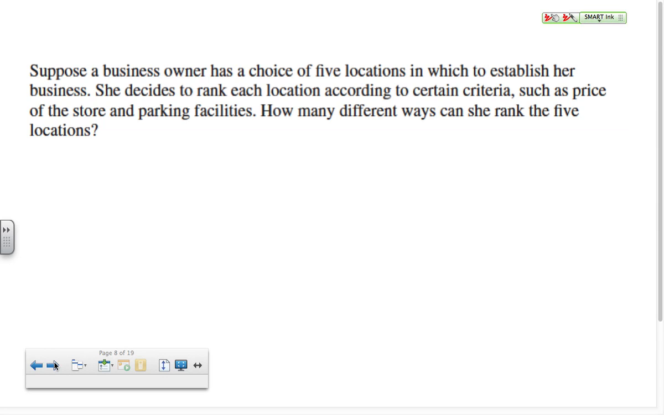We're going to skip that for a second. Okay, so this is where we would use a factorial. This is a 5 factorial, but we'll talk about the problem. It says, suppose a business owner has a choice of 5 locations in which to establish a new business. She decides to rank each location according to certain criteria, such as price of the store and parking facilities. How many different ways can she rank the 5 locations? Okay, so she has 5 locations. She wants to put them in order in some way. So it's 5 times 4 times 3 times 2 times 1, which is 120. It's the 5 factorial.